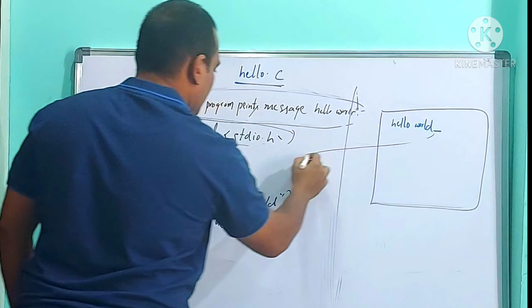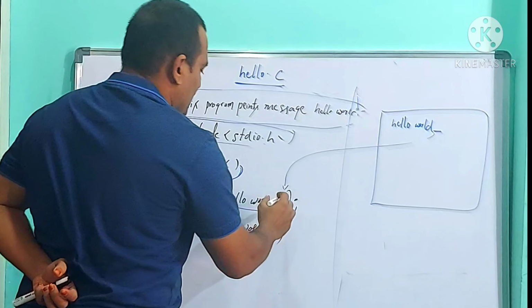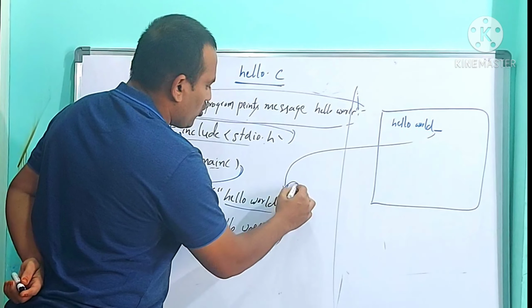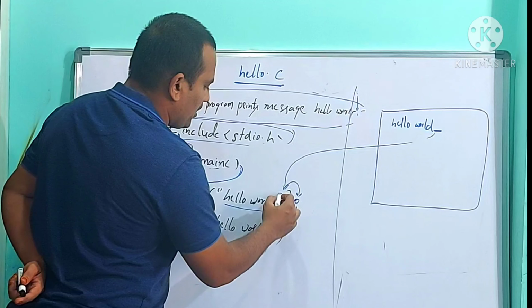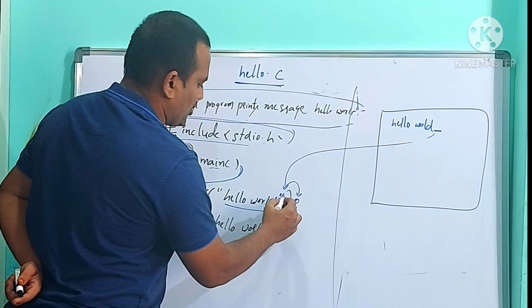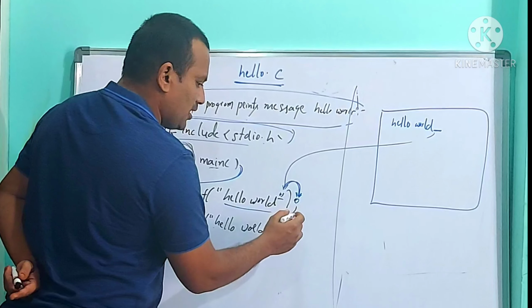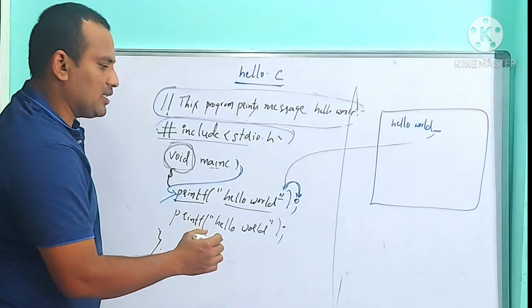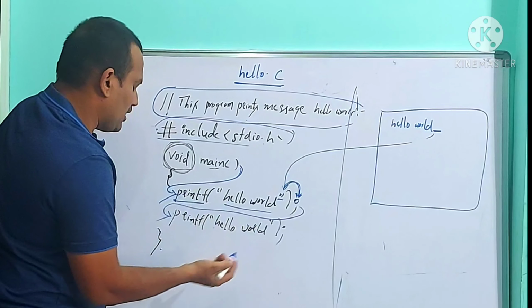From here it comes here. After D, what is there? The second double quotation, which represents the end of the message. Then it goes to the semicolon. Semicolon represents the end of the statement. When the runner reaches the end of the statement, it goes to the next statement, which generally exists in the next line.